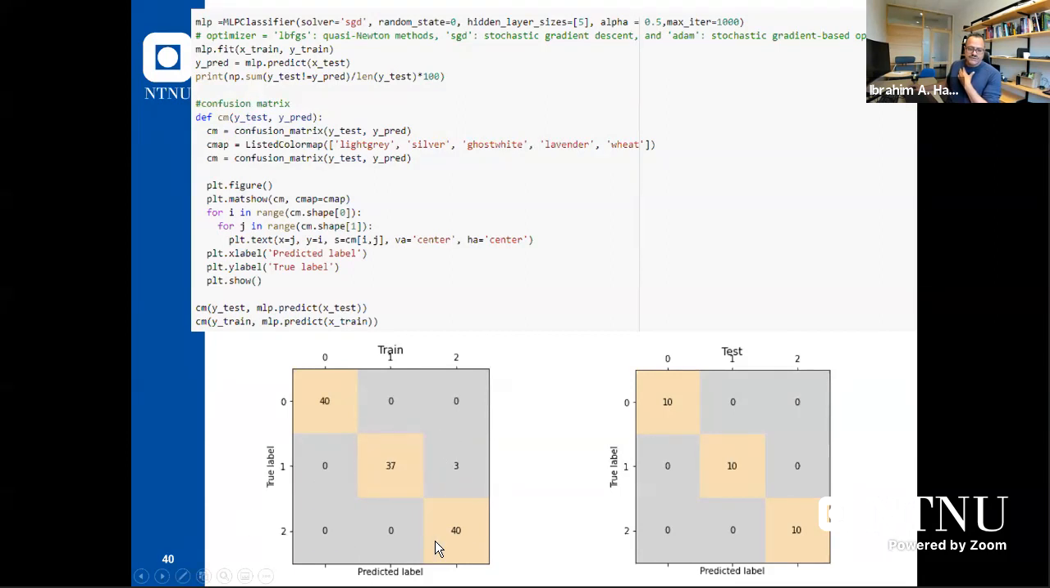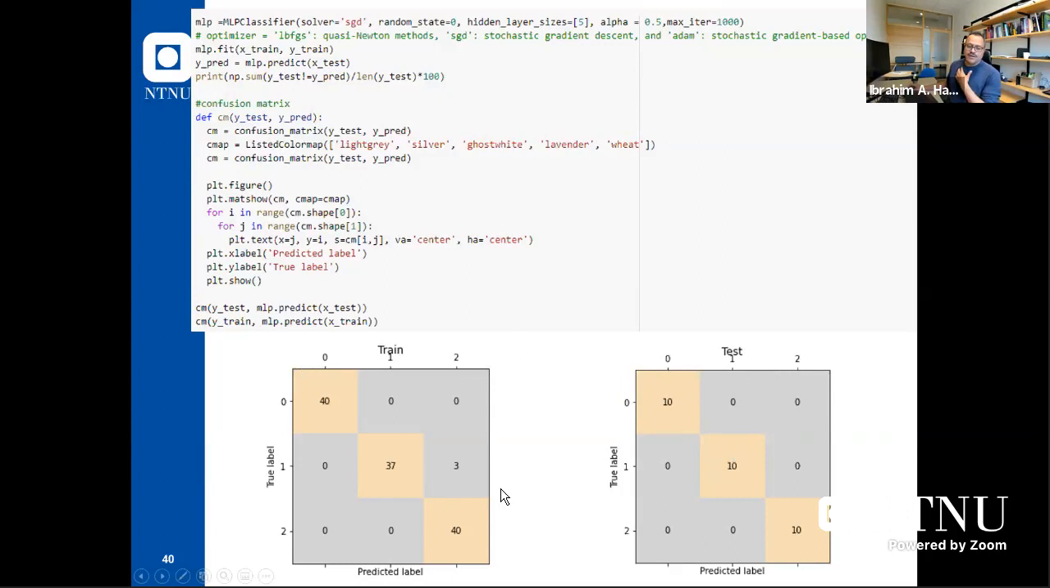And for class 2, 40 were correctly classified as 40. So we have only one problem here, in class 1, right? And for the test data set, 10 were classified as 0, 10 as 1, and 10 as 2. So the accuracy is 100%.